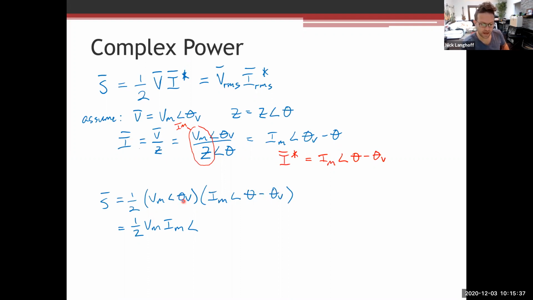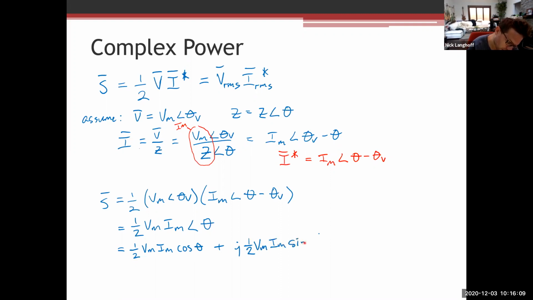So the theta V's cancel, and you're left with just a phase angle of theta. So that's shown in polar form, in magnitude and phase form. If we now write that in rectangular coordinates, this is 1/2 Vmax times Imax times the cosine of theta plus j times 1/2 Vmax times Imax times the sine of theta.